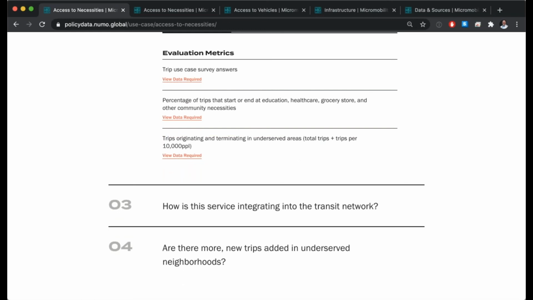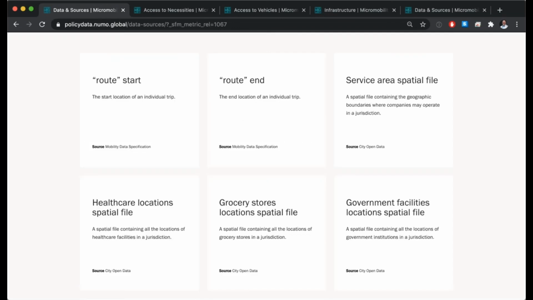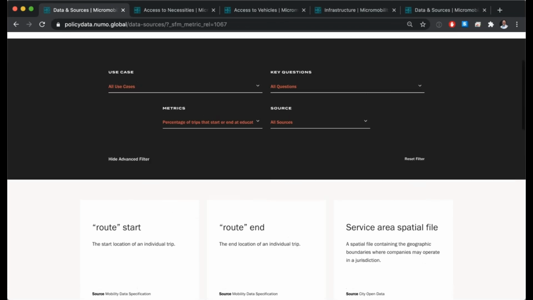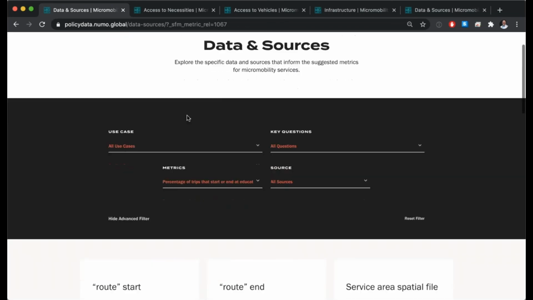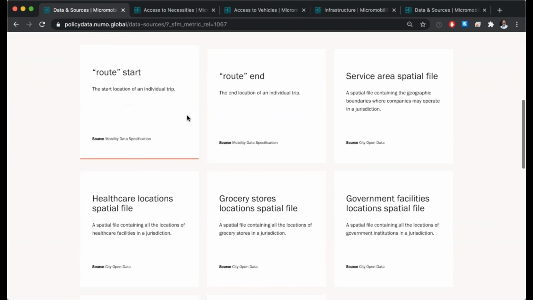Under each one of these metrics, what you'll see is view data required. So that allows us to jump directly back to the data or to a data and sources page, which I can go through again in a little bit. But it specifically tells you the pieces of data that are necessary in order to calculate that result.